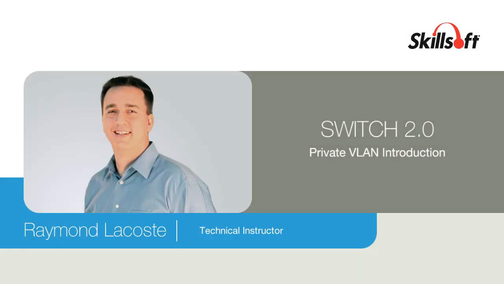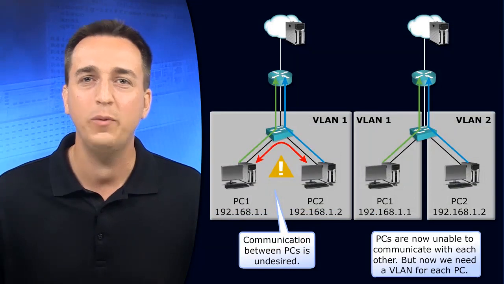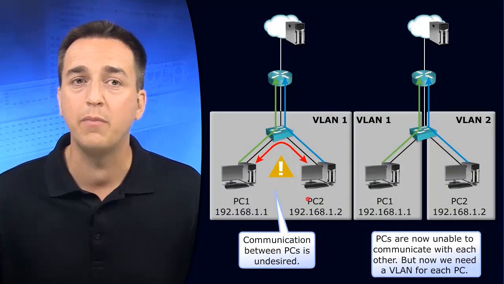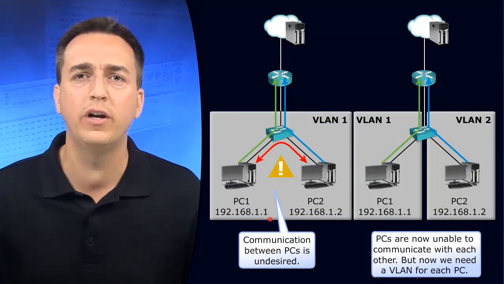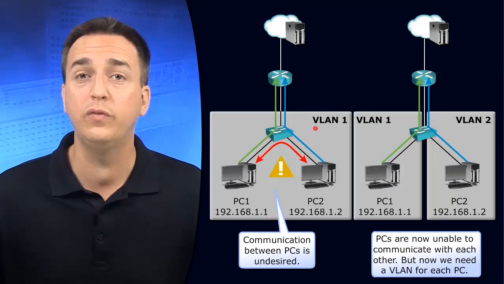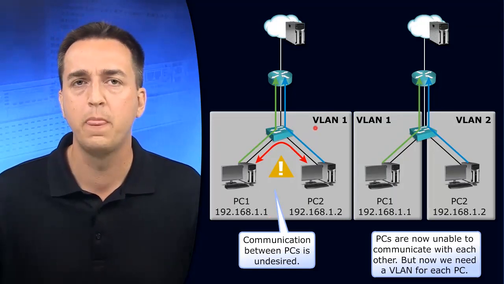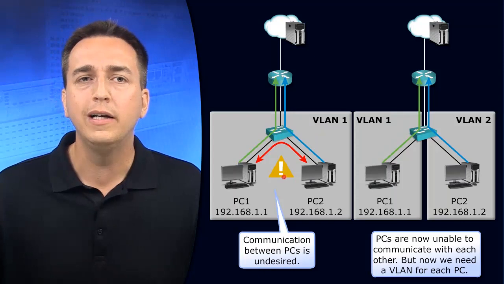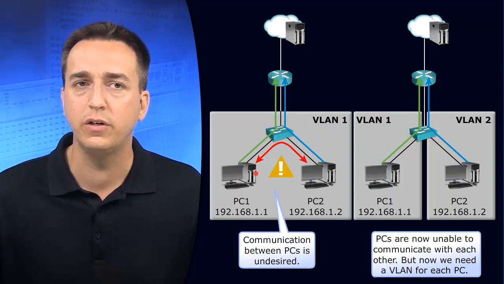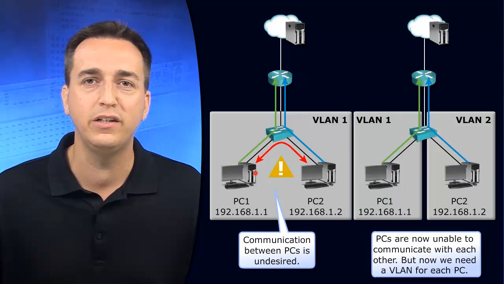Examine the topology on the left-hand side. What do we have? We have a single subnet, 192.168.1.0/24, and a single VLAN, VLAN 1 in this case. Our goal is to prevent communication between PC1 and PC2.